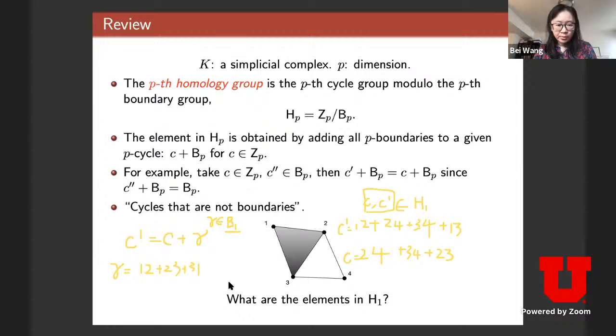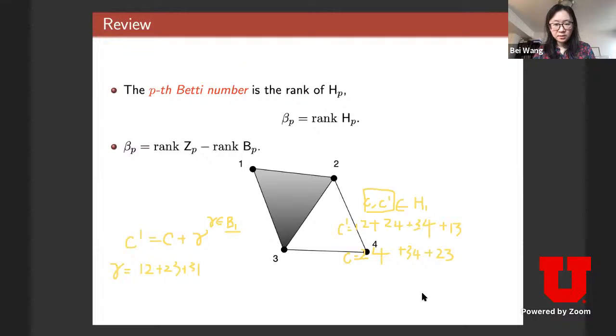Okay, now I need to go to the next slides. So remember, the p-th Betti number is the rank of H_p. And here is what the computation is for homology. It turns out the p-th Betti number is the rank of the p-th cycle group minus the rank of the p-th boundary group. This again looks very algebraic, but let's do an example.